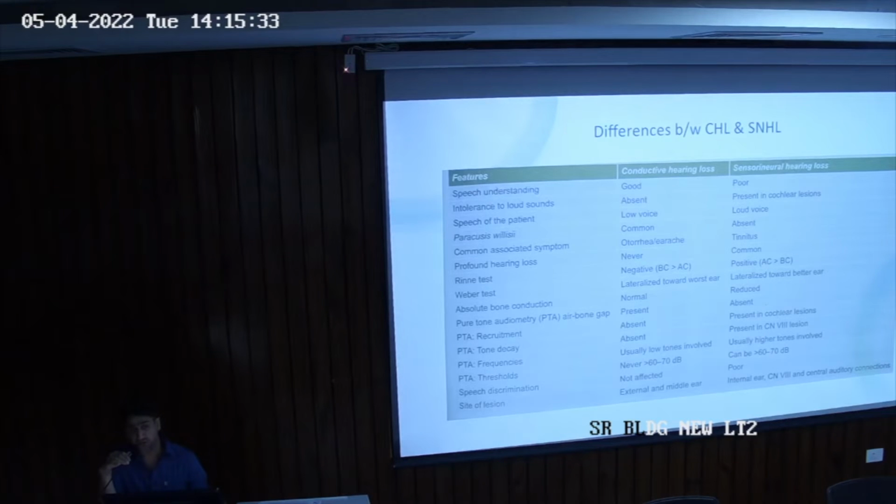If we have to differentiate between conductive and sensorineural hearing loss, there are certain features or criteria by which we can differentiate. Please read this. The understanding of speech in conductive hearing loss is good, but in SN loss it is poor. Understanding of speech: when someone says, I know that you are talking but I cannot understand what you are saying. Okay.